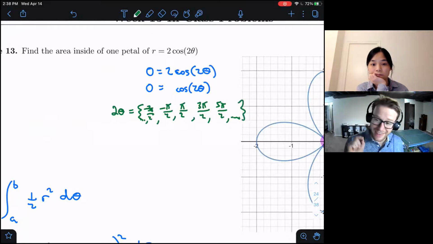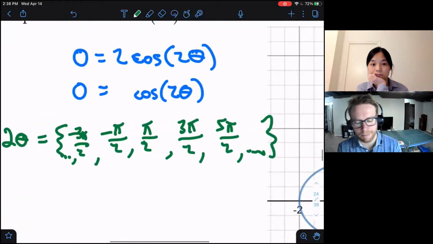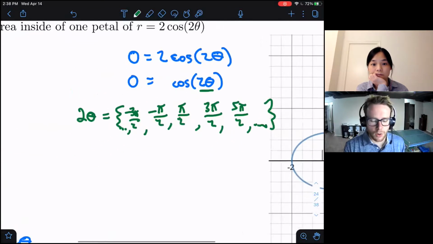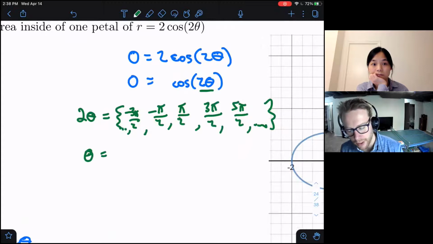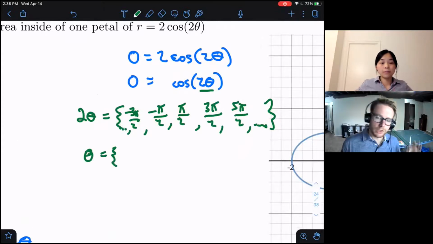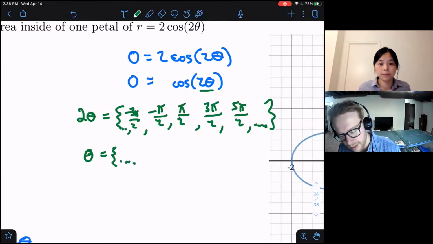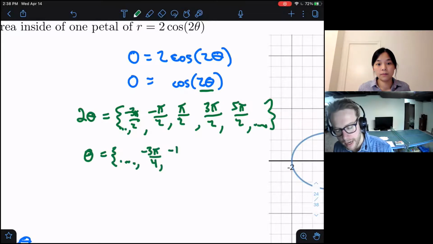But notice that these are not theta values. They're actually 2 theta values, right? Because what's being input into cosine is not just theta, it's 2 theta. And so if you would like to know what theta values would work, you need to divide all of them by 2. That would give me stuff like negative 3 pi over 4 and negative pi over 4 and pi over 4 and 3 pi over 4.